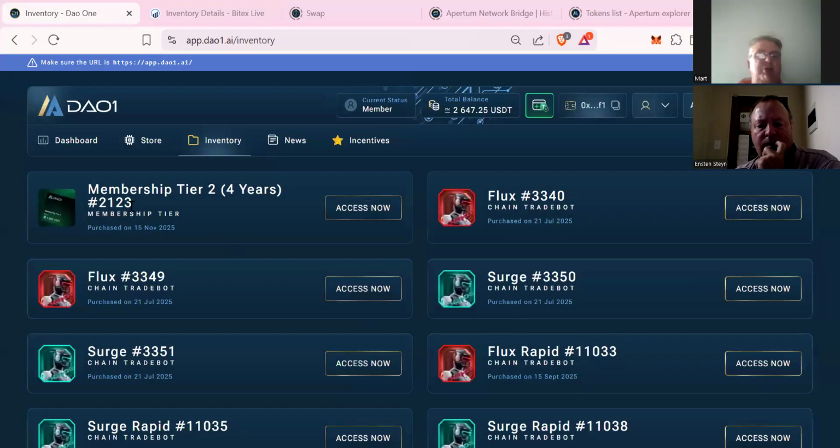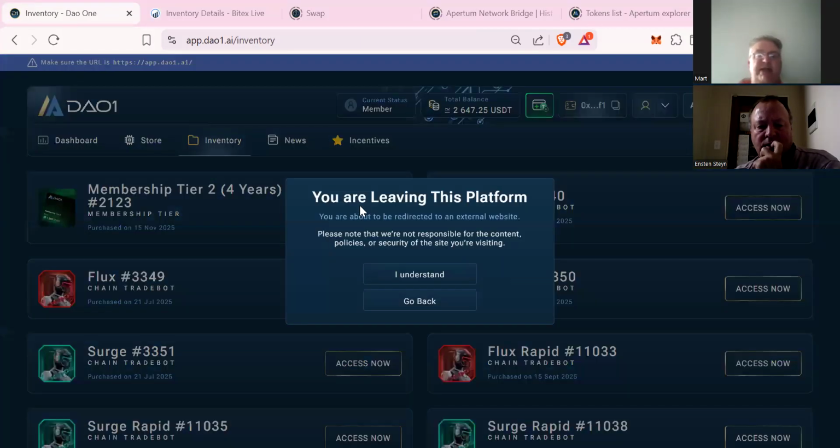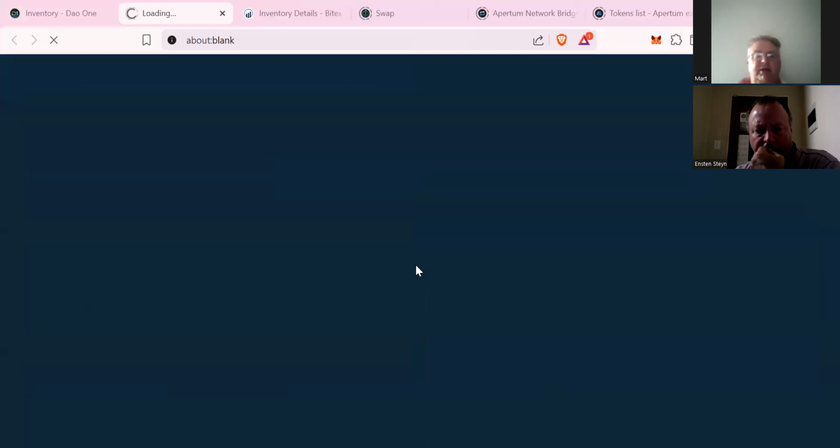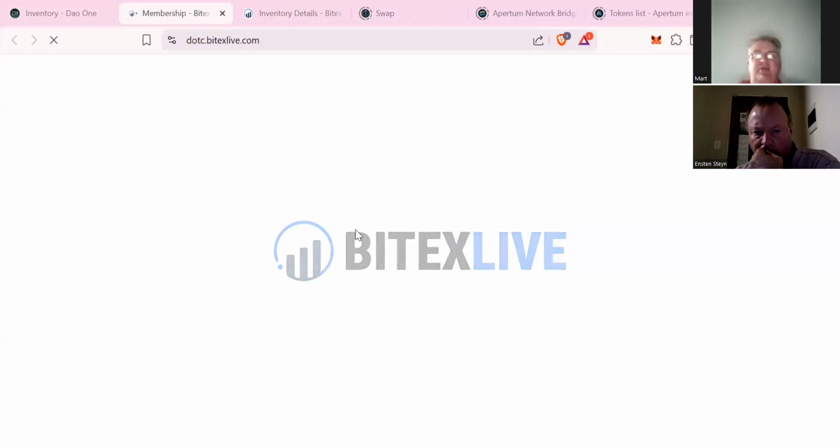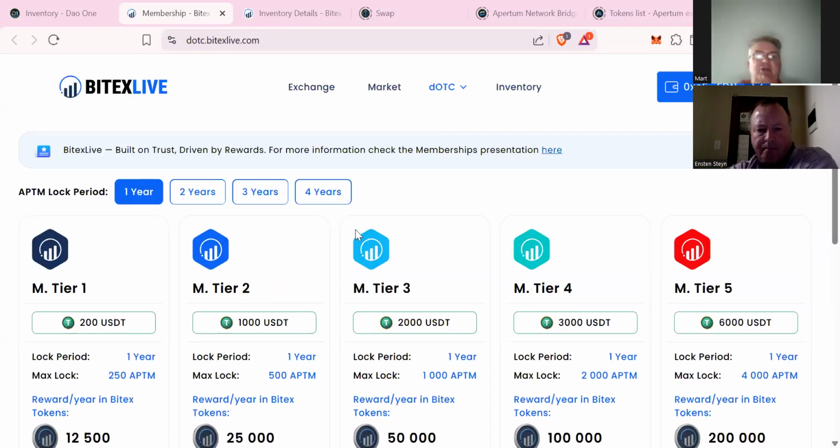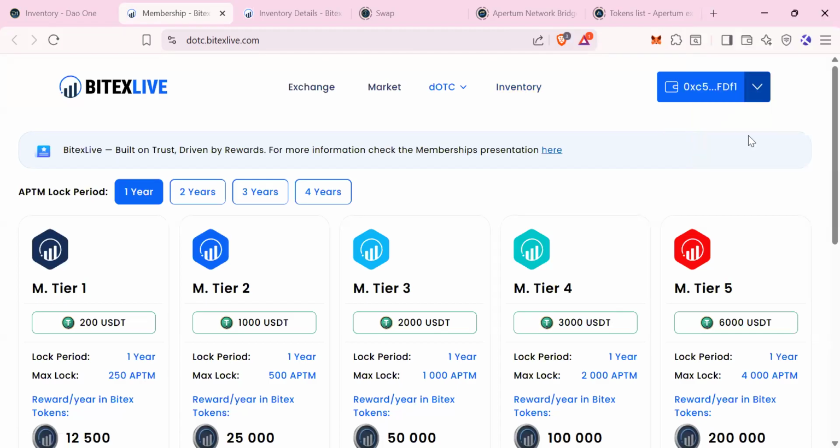All right, so let's go back into the membership tier. If I click on access now, this thing pops up over here and it says it's now taking you to a different website. So if I click here, it now takes you to the Bitx Live website. This is what you're going to see. Do you see where it says your inventory? If it's not connected to the actual website, you can see I've already connected you to your wallet. So if this inventory is here, it means that you're connected to your wallet.